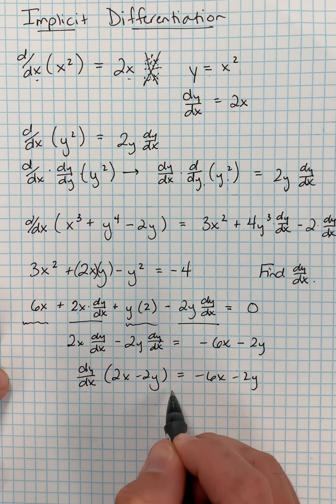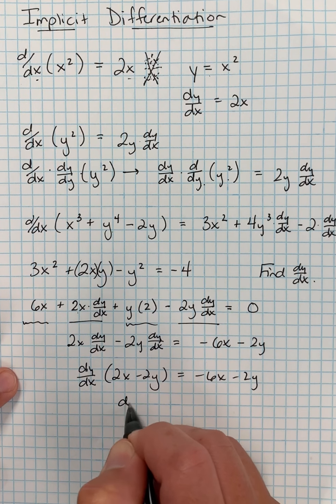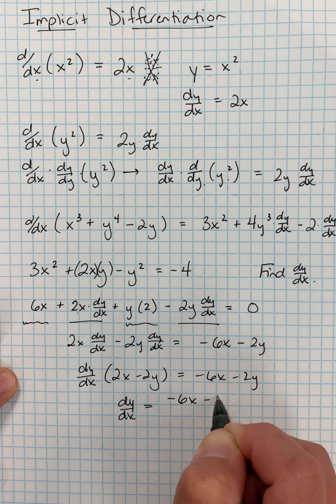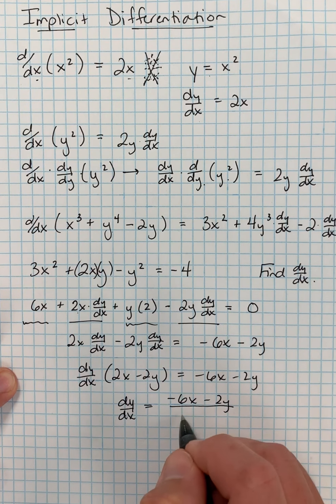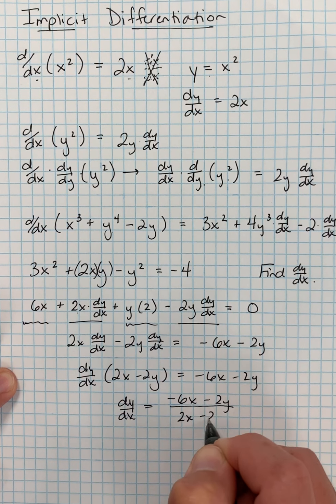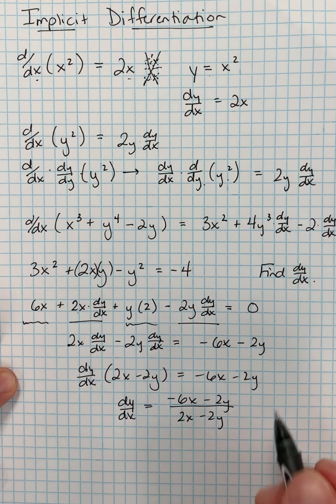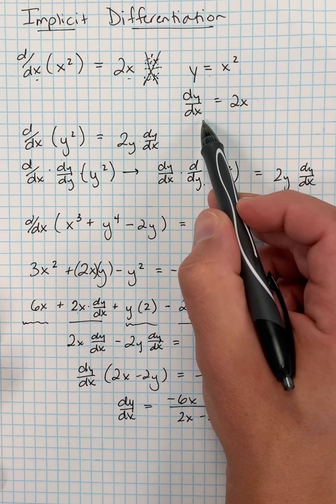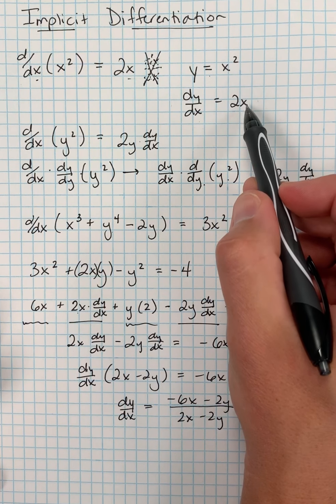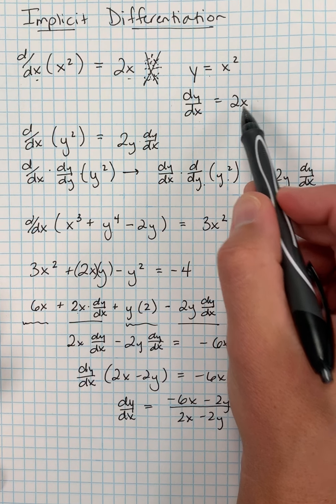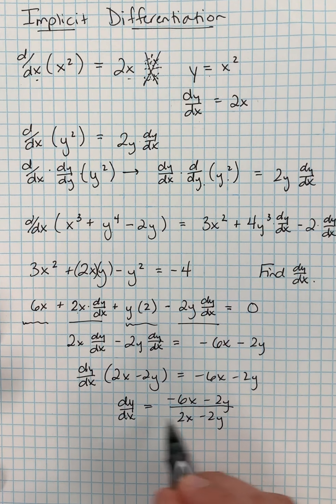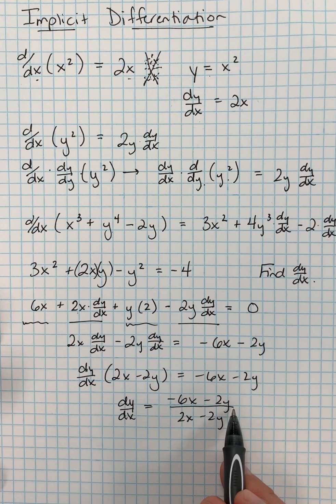And now I'm going to divide both sides by 2x minus 2y, giving me dy dx equals negative 6x minus 2y over 2x minus 2y. So just like an example with an explicit function, where you get a derivative that gives you the slope of the tangent line or an instantaneous rate of change at any given x value, now you have the same sort of scenario, but now your derivative is based on x and y.